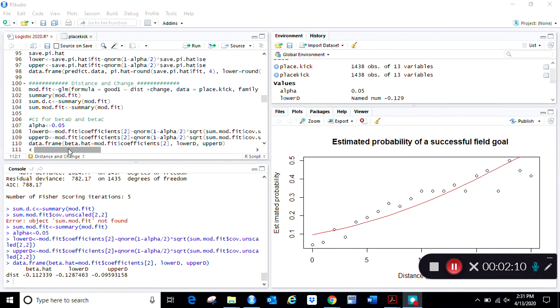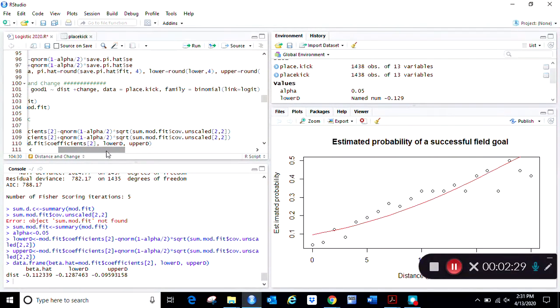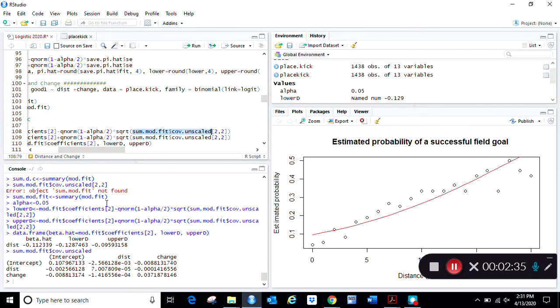The first thing I'm going to do is add an additional line, mainly so I don't have to change some of my other code here. I'm going to save this summary of mod.fit into this thing called sum.mod.fit, so that's what I'm going to call it later. So I just had to add an extra line in my code. And again, I just want to look at this cov.unscaled. I'm not going to pull off the specific elements at the moment.